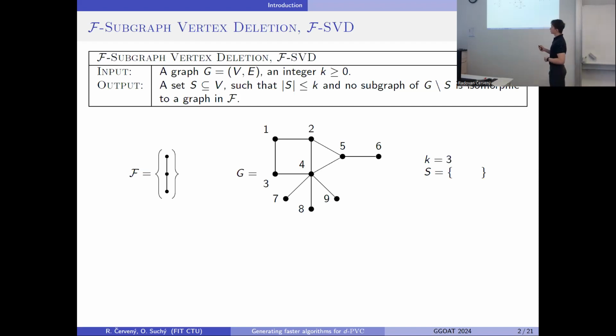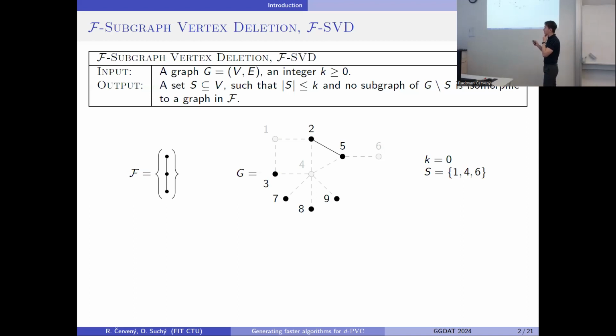A little example. This is my set F. It's just one graph, the path on 3 vertices, and this is my input. This is my k, and as you can see, this graph contains many paths on 3 vertices as a subgraph, so we need to get rid of them. This is the first one. We can delete vertex 1, and we get rid of this path. There is another path. We can delete it by deleting vertex 4, and one path is remaining. So let's delete vertex 6. Since we have deleted only 3 vertices and the starting k was 3, this set is valid for us, and the remaining graph does not contain any path on 3 vertices as a subgraph.